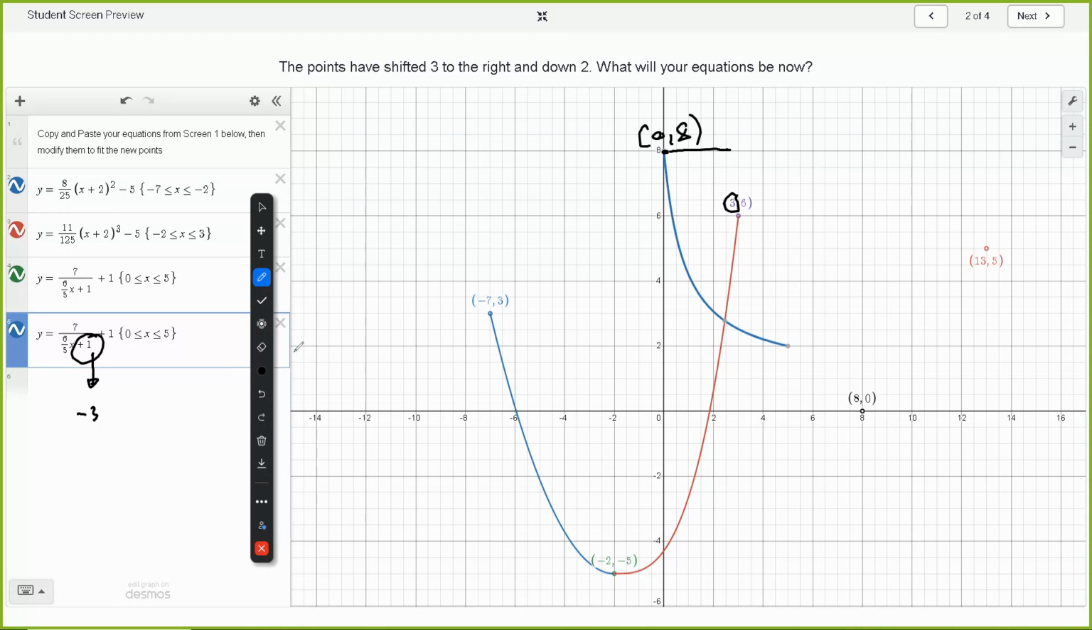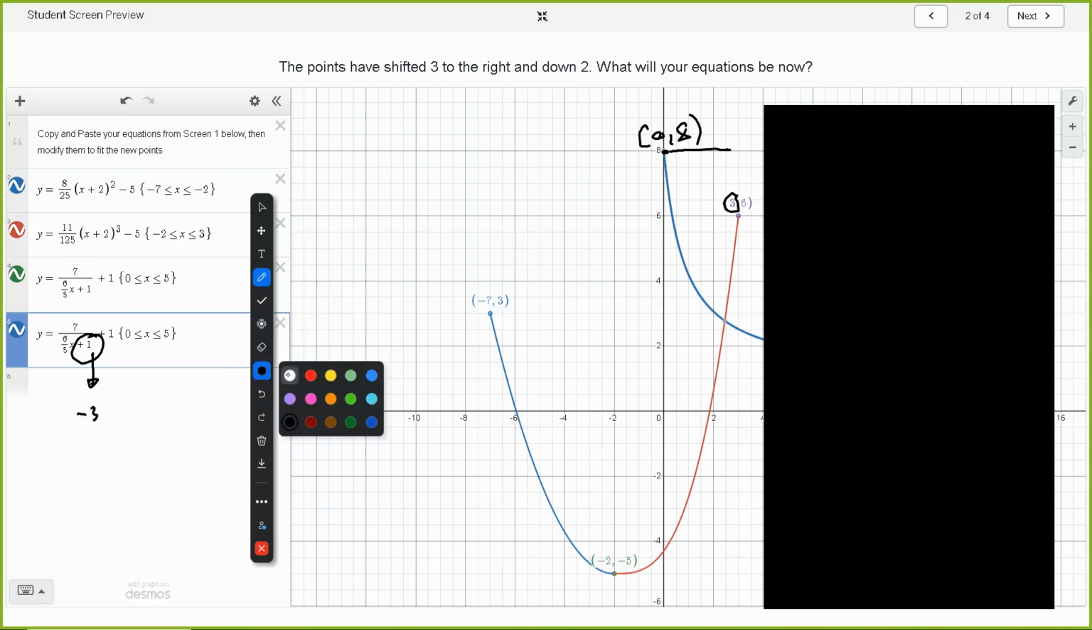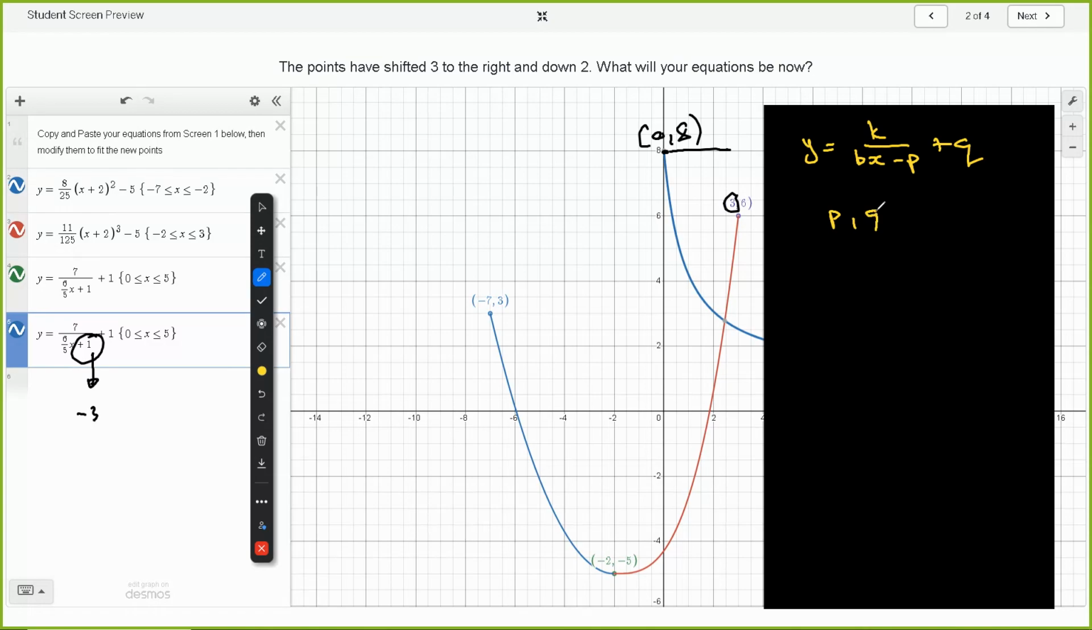So my original equation, which I had, will change. Let me see if I can just put it down here nicely. Alright, so writing this out neatly, I've got y equals k over bx plus px minus p plus q. And I'm taking the p and the q value and I'm moving my central point by the same amount that this point has moved as well. So instead of having -1 as my asymptote, I'm going to have the number 2 as my asymptote for my p value. So in other words, when this is 2, that's going to be my new asymptote.